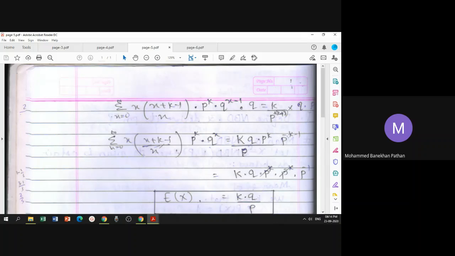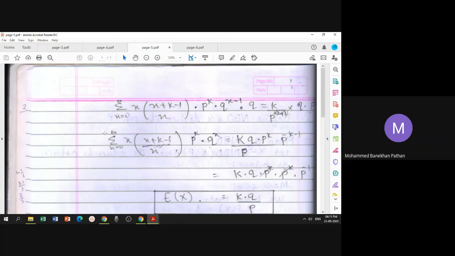So this p raised to minus k cancels with p raised to k. So what balance here? k times q times p raised to minus 1, because minus k cancels with plus k. Scratched, this is not there. So the simplified quantity on the right side is k q multiplied by p raised to minus 1. P raised to minus 1 can be written in the denominator. So the right hand side is k q by p.